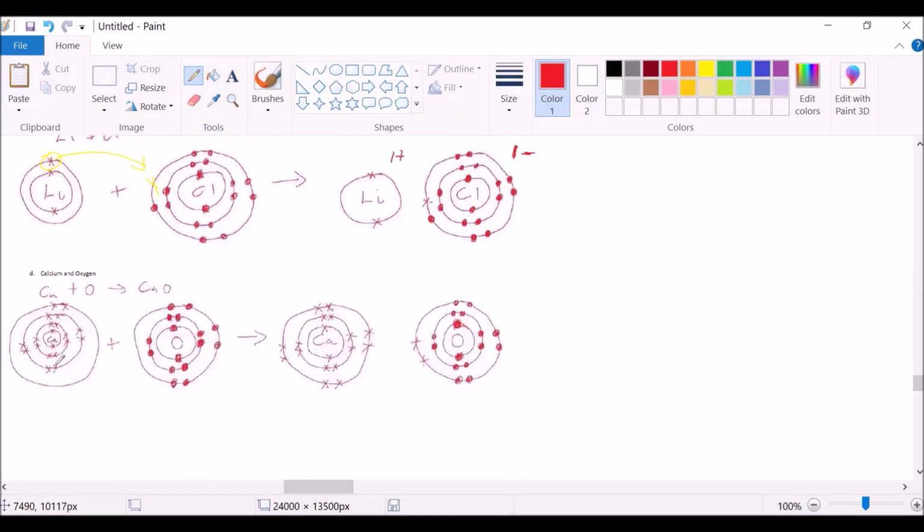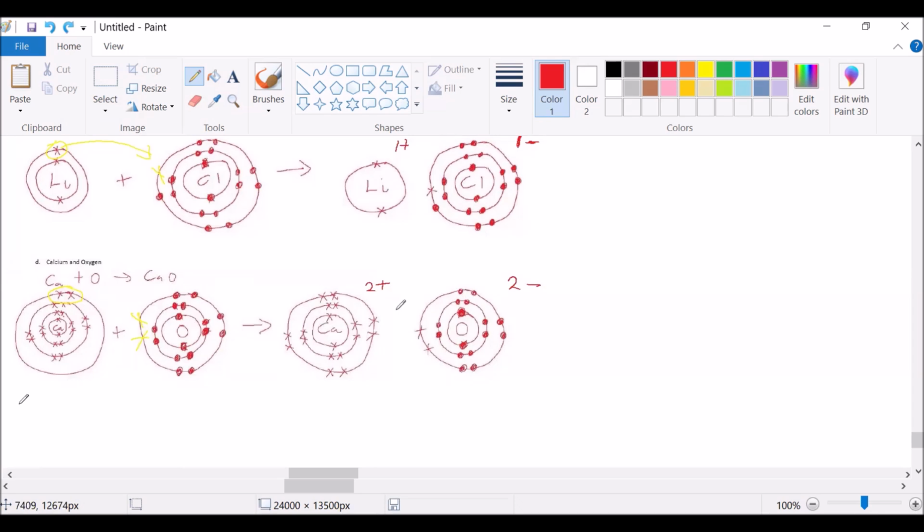Let's look at calcium and oxygen. Calcium has 2 electrons in the outer shell, and it's a metal atom. Oxygen is a non-metal atom with 6 electrons in the outer shell, so it needs 2 electrons to fill up this shell. So what will happen is calcium will donate these 2 electrons to oxygen, and we have a calcium ion with a charge of 2 plus since it has lost 2 electrons, and the oxygen ion with a 2 minus since it has gained these 2 electrons.